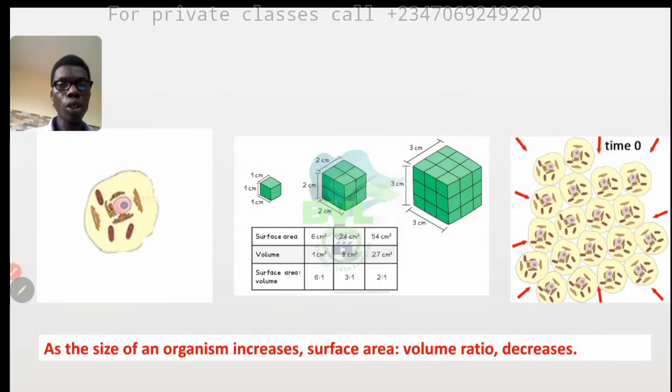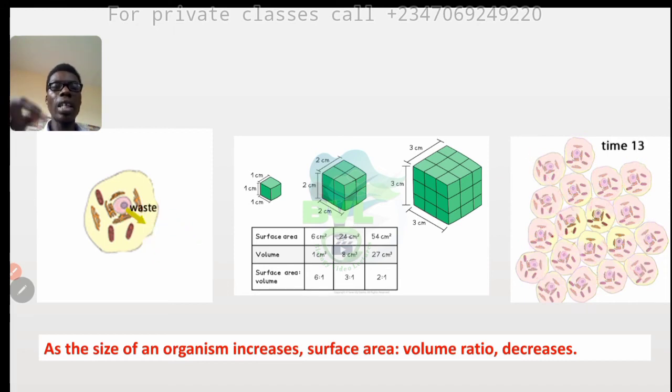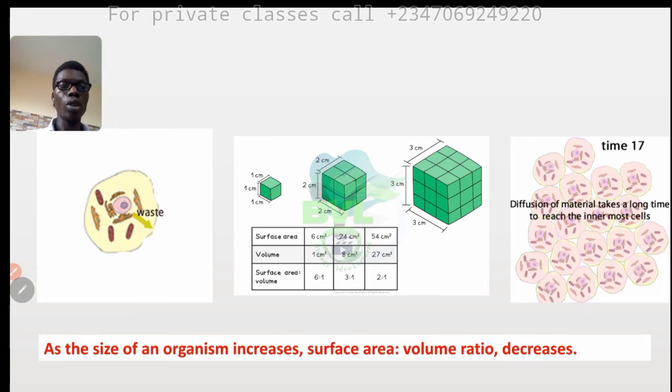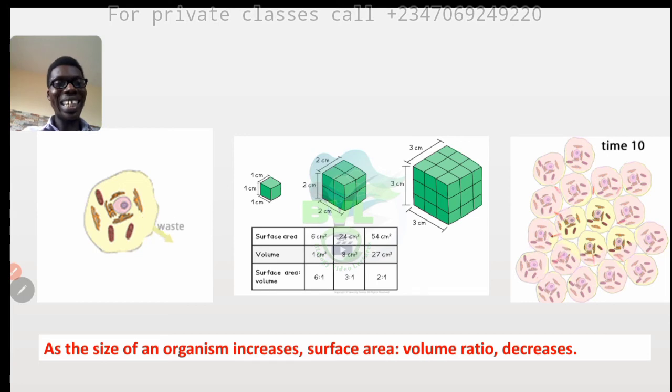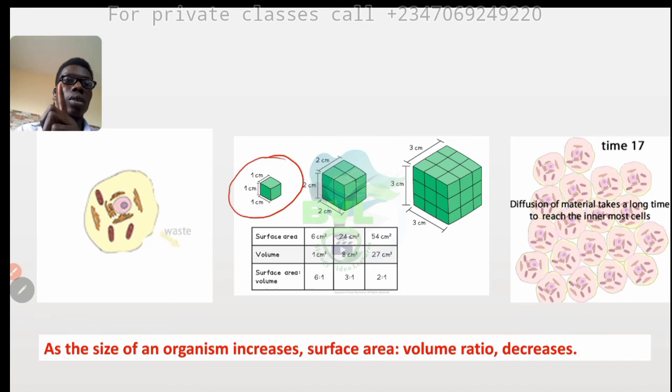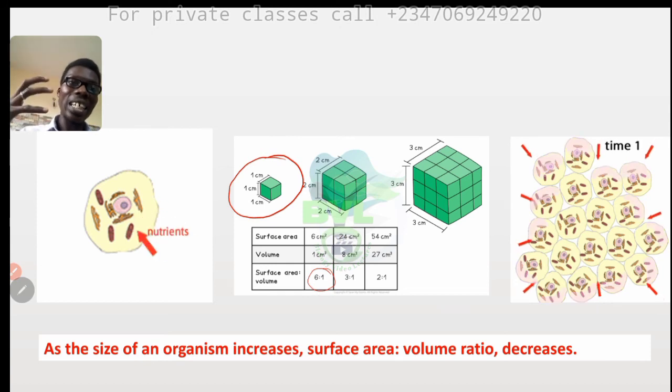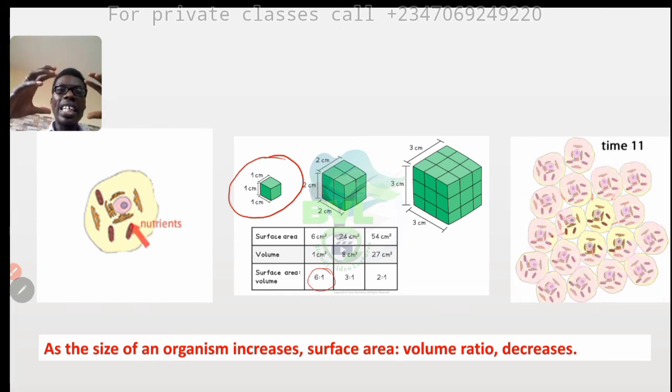So you can see it says as the size of an organism increases, the surface area to volume ratio decreases. So as we increase in size, our surface area to volume ratio decreases. You can see here this is a cell, just one single cell. Look at the surface area to volume ratio. It is 6:1. So the surface area is 6, and the volume is just 1. So the entire body is in contact with the nutrients.